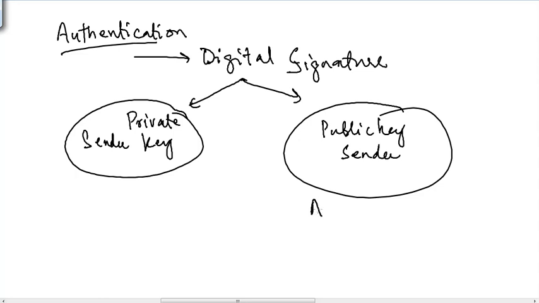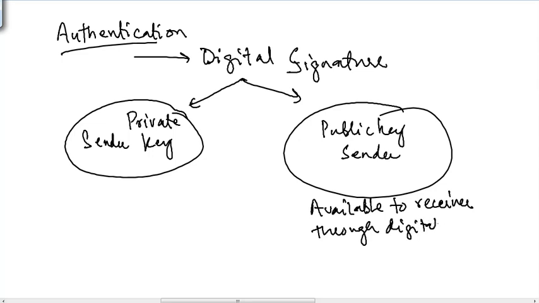So this is available to the receiver through the digital certificate, right? The receiver can get hold of the public key of the sender by downloading the digital certificate. Okay, and part of the digital certificate is the public key, right? So how does this work?